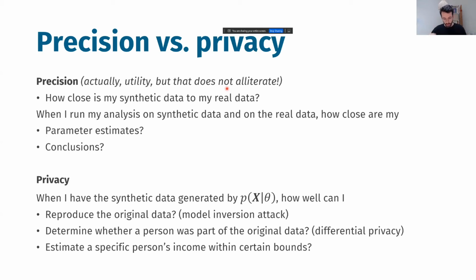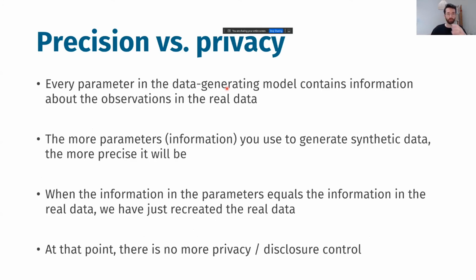And what you have to realize is that conceptually, these are kind of competing, because every parameter in the data generating model, p(x | theta), every element of theta in the data generating model, if it's learned from the real data, it contains information about the observations in the real data. And the more parameters, or information, you use to generate the synthetic data, the more precise it will be. When the information in the parameters equals the information in the real data, we have just recreated the real data. And at that point, there's no more privacy or disclosure control.